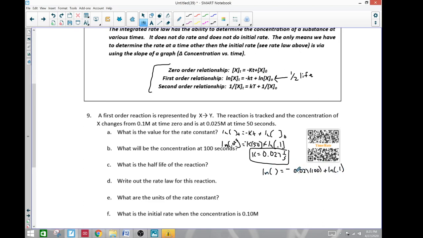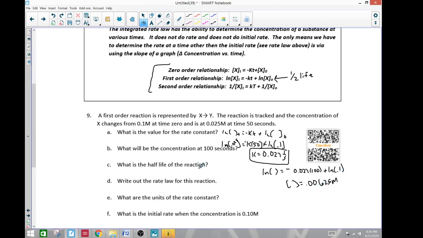Solve it all out, inverse natural log this thing. So we have negative 0.027 times 100, and then plus the natural log of 0.1, and that gives me negative 5. I'll inverse natural log the previous answer, and I get 0.00625. And that's moles per liter. That looks like it should make sense.